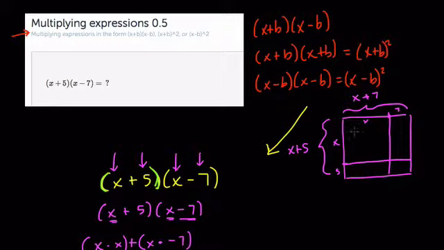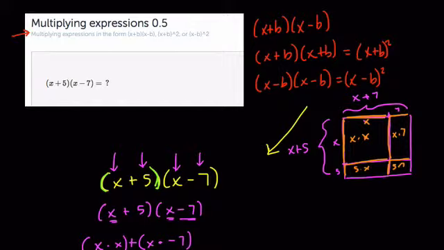So every time we multiply terms, we're really finding a different part of the rectangle. x times x would be the area of this piece right here, because x times x gives you an area of x squared. Then we have x times negative 7. Here we have x times 7, that would be this area right here. So we add the areas, since we're trying to find the total area. Then 5 times x, this is an x, and then 5 times 7, that's this piece right here. So we have these four areas and we want to add them all together in the end because we want to find the total area.